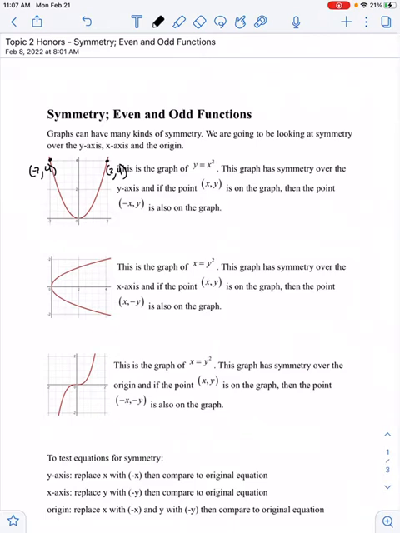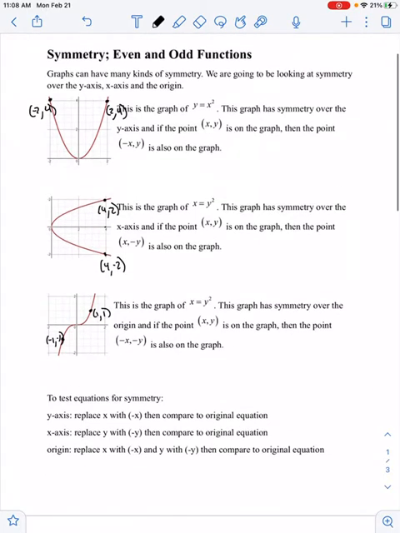For the graph x equals y squared, this graph has symmetry over the x-axis. So it has the point like (4, 2). And in this case, our x stays the same, but our y is now the negative. Then for origin symmetry, when you have the point (x, y), say (1, 1), you would then have the point (-1, -1). So both x and y now become negative, the opposite sign.